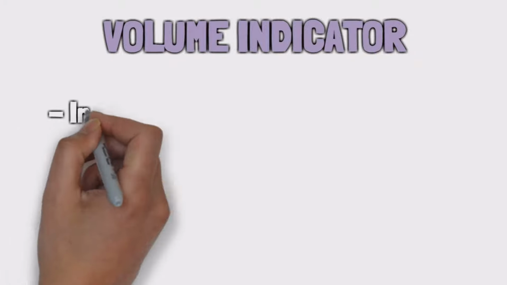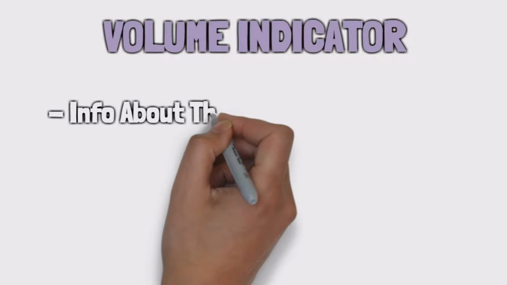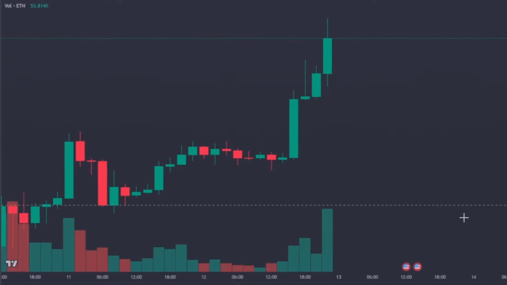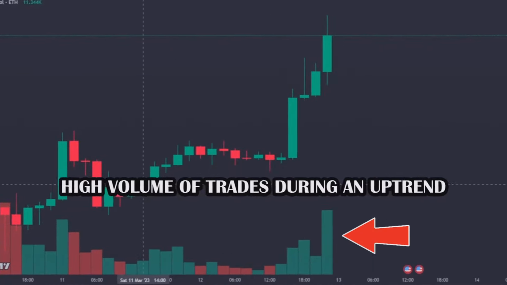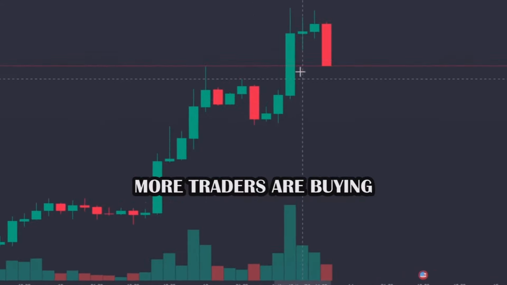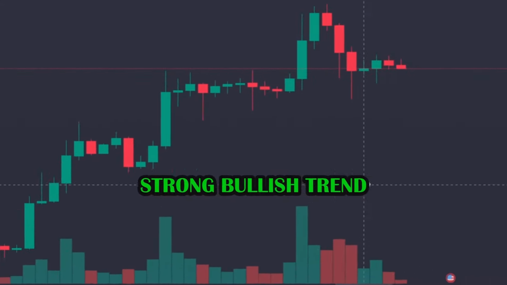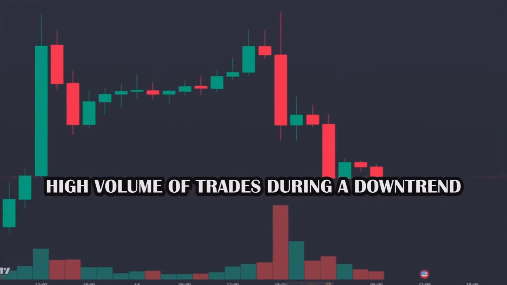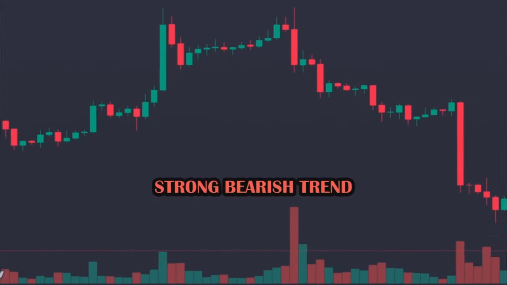As I said, it is an indicator that provides us with information about the strength of the trend present in the markets. When there is a high volume of trades during an uptrend, it suggests that more traders are buying the asset, indicating a strong bullish trend. On the other hand, a high volume of trades during a downtrend indicates a strong bearish trend.